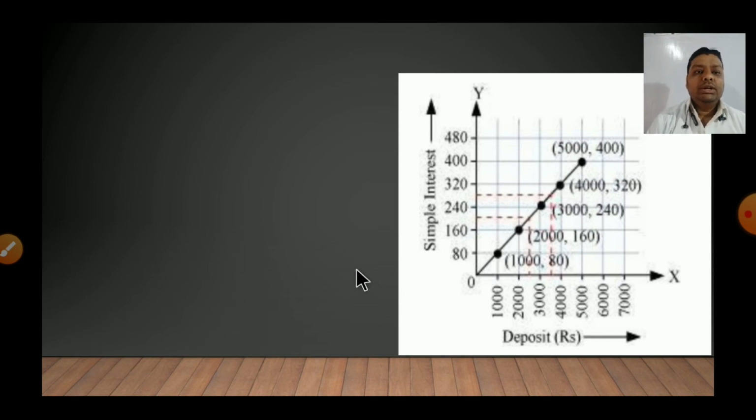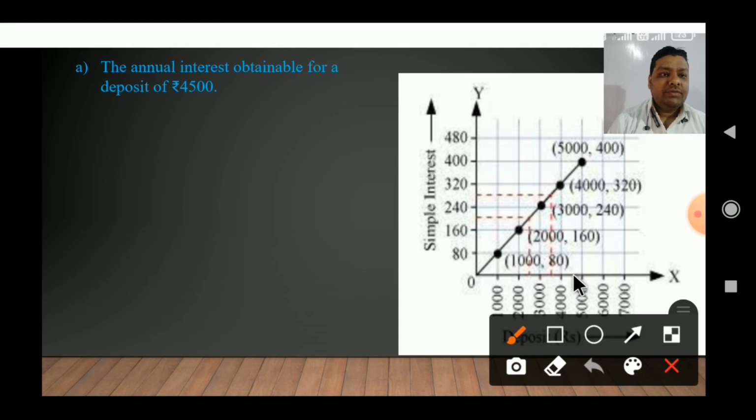First question is, the annual interest obtained from a deposit of rupees 4500. You can see 4500 here, it will lie in the middle of the line graph. It means in between 320 and 400. So we know that the gap is 80, so half of 80 will be 40. So 320 plus 40, 360.